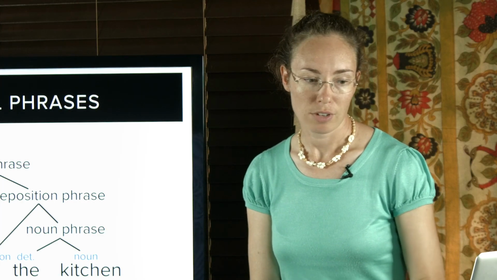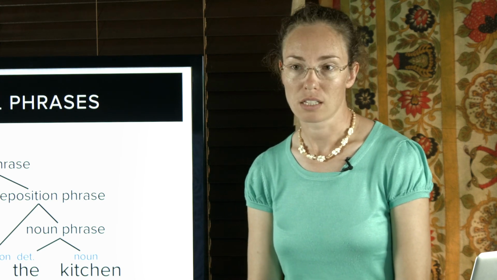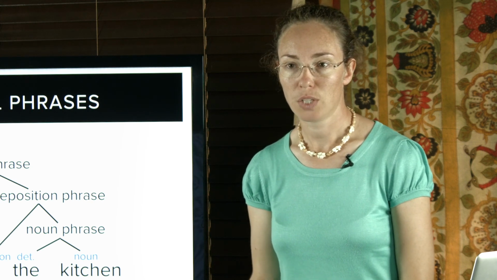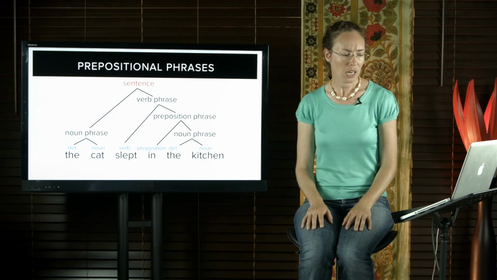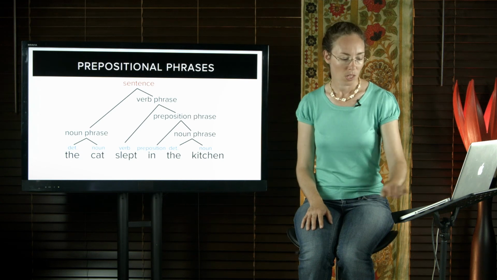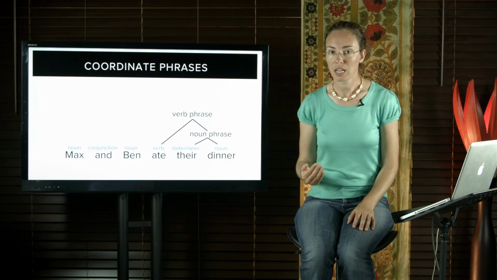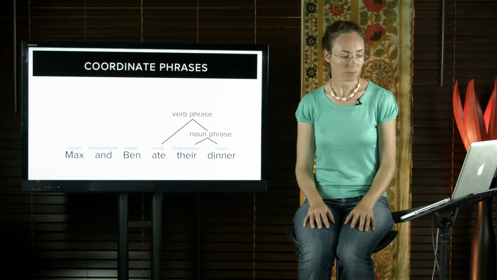Coordinate phrases are rare phrases that do appear in English. You will have used them already when you say things like fish and chips, Max and Ben, and pretty much any situation where you join two nouns together using the conjunction and. So how do we deal with these? Well, here we have the sentence, Max and Ben ate their dinner. We've labelled the words and we can construct the tree for the verb phrase, but we need to make a noun phrase for Max and Ben. So how do we make the noun phrase?